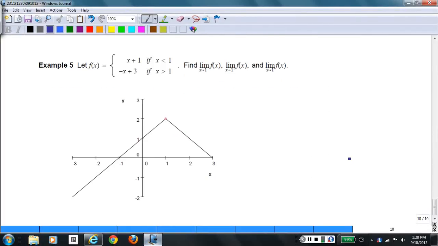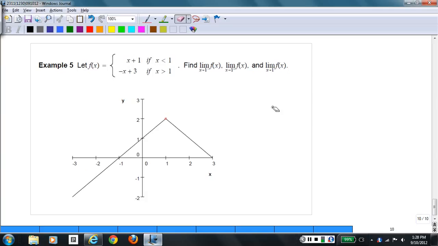Using two different linear expressions to define this function. It's defined to be y equals x plus 1 if x is less than 1. If I were to draw the entire graph of y equals x plus 1, of course, it would look like that. But I don't want the entire graph. I just want points that have x coordinates less than 1. And those points that have x coordinates less than 1 are on that piece of the graph.